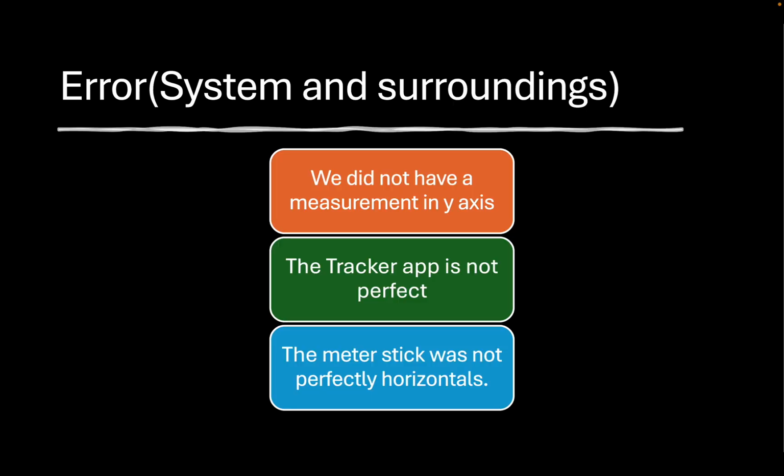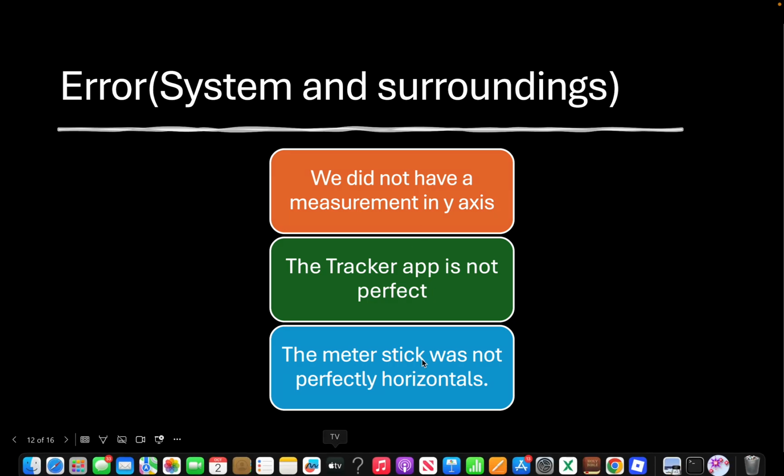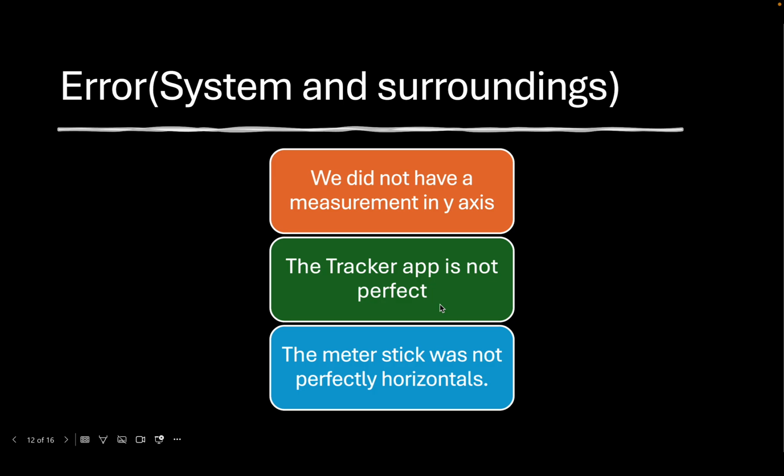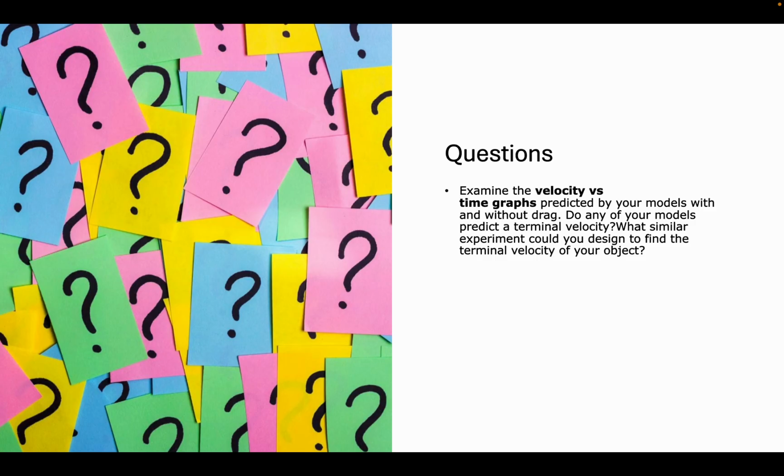Error, but let's first describe the system. The system is the paper ball and the earth. The earth provides air resistance and everything else. Some error that may have occurred is we did not have a measurement in the y-axis, which could have skewed our measurements in the y direction and therefore our velocity. Also, the Tracker app is not perfect, so it might have messed something up. The meter stick was also not perfectly horizontal, so it could have messed up some measurements as well.